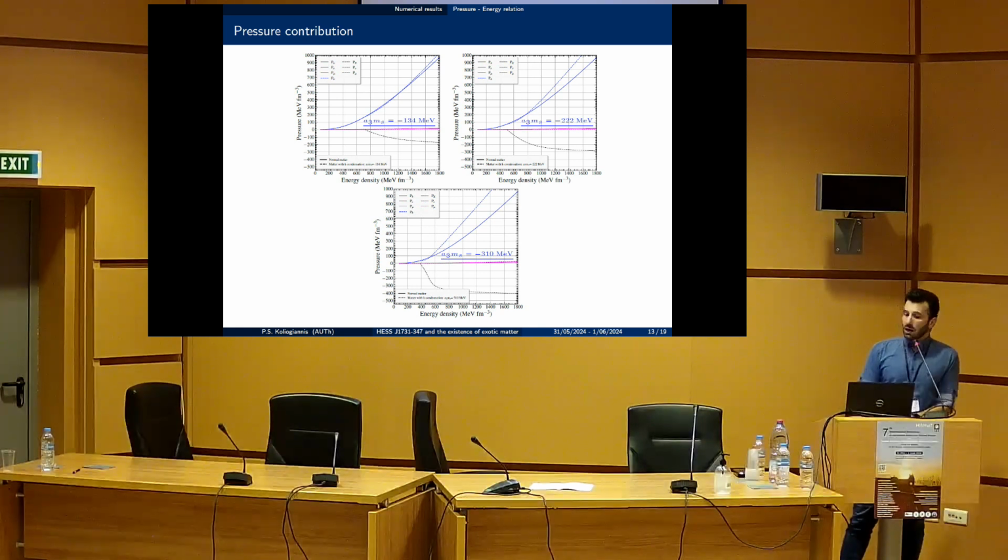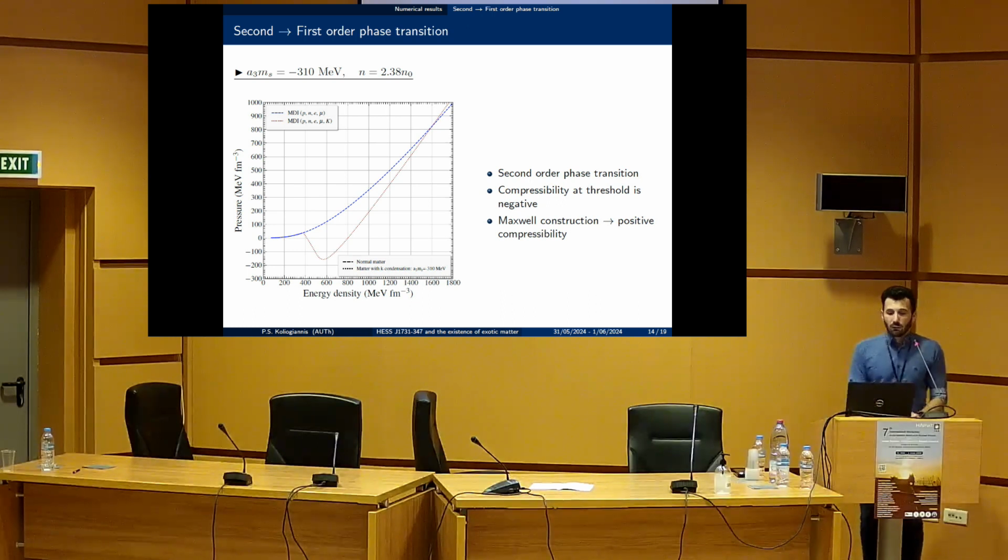To see how the kaons contribute to the pressure in an equation of state, we present here the contribution of baryons, electrons, and kaons to the pressure. We can see in all figures that the contribution of leptons is the same in all the cases, but there is a change in the case of baryons, where we can see that as we increase the A3MS parameter, the pressure of baryons is increasing, along with the negative increase of the kaon pressure.